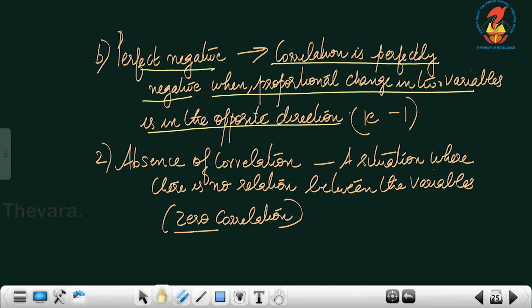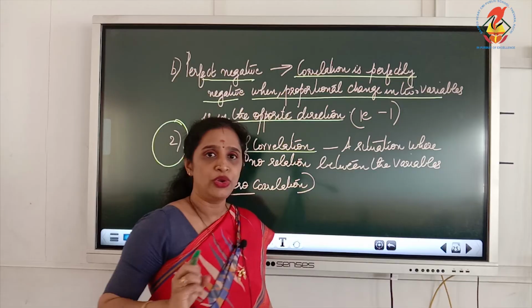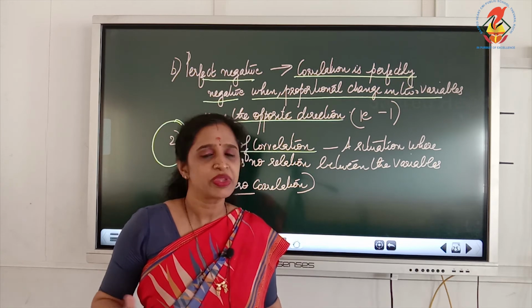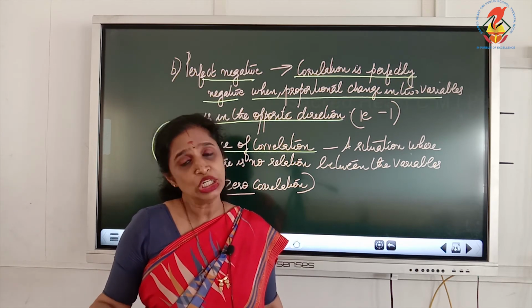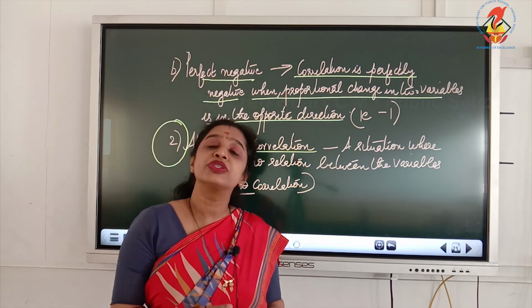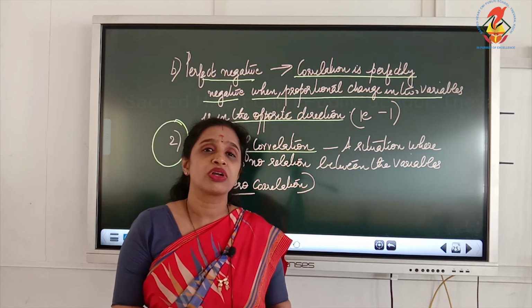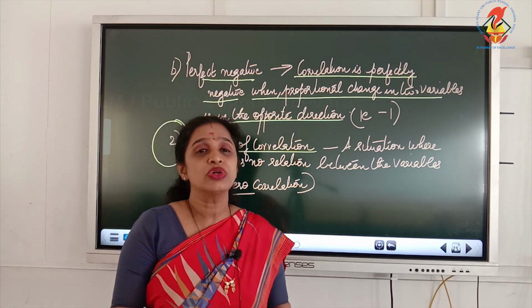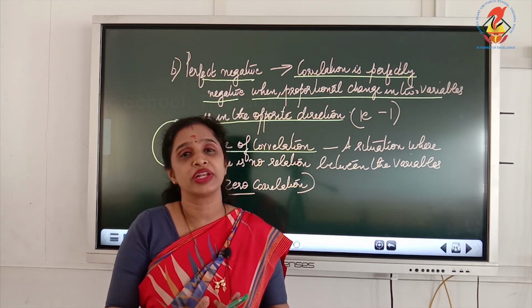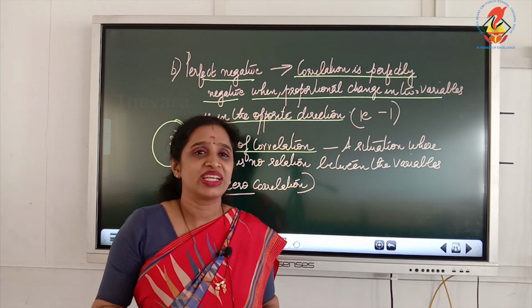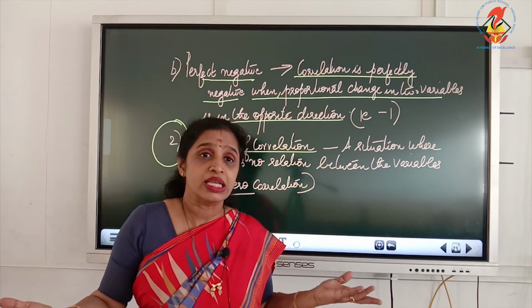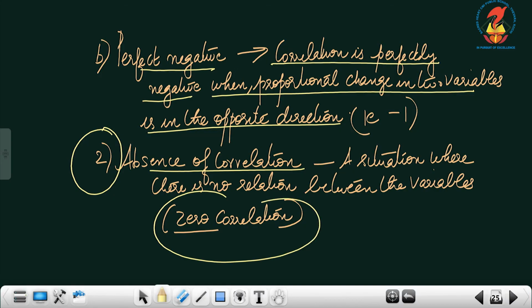The next degree is absence of correlation. Absence of correlation means no relation between the variables. If the two variables are not related to each other, we can call it absence of correlation. The price of a chocolate will not affect the price of a car, isn't it? They are not related at all. Two variables which do not have any kind of relationship, but are still variables, is known as absence of correlation. Therefore, what will be the degree? 0. Zero degree, zero correlation.